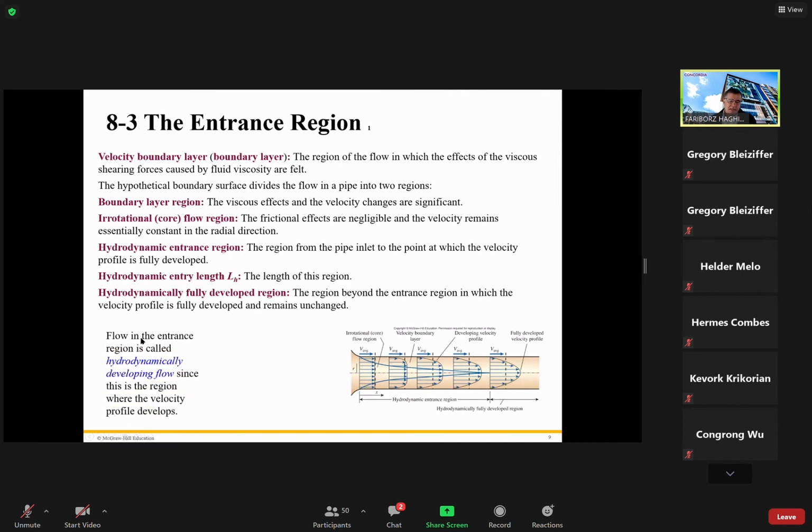Please read this one and try to understand. Flow in the entrance region is called hydrodynamically developing. Therefore, this part is the developing region. Try to familiarize yourself, because when we use a correlation, we have to understand whether it was developed for the fully developed region or for the entrance region. When it's fully developed, we probably use one set of correlations for the Nusselt number, and another for this part, because here the velocity is not fully developed and from here it is. Another Nusselt number means another heat transfer coefficient. Any questions, ladies and gentlemen?